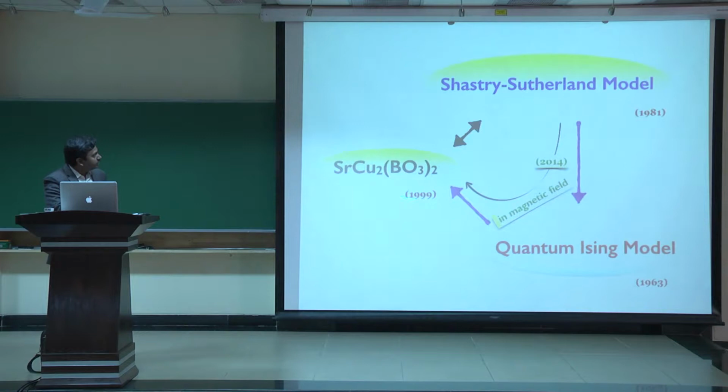The most exciting thing about this has been, apart from the fact that it is a realization of this model, that it exhibits, and this is, I think, again the first instance of a material which exhibits magnetization plateaus. And there is no clear understanding as yet, so it's an open problem at various levels. So what we realized is that this problem of magnetization behavior in this compound can actually be understood through something called a quantum Ising problem. In fact, the effective model that we derive happens to be a quantum Ising-like problem.